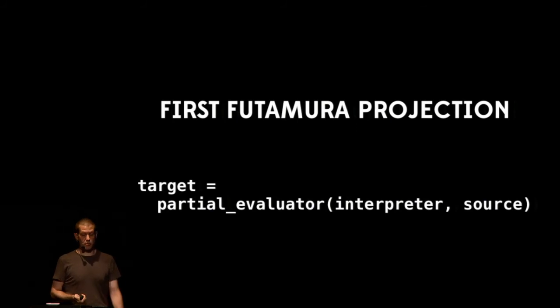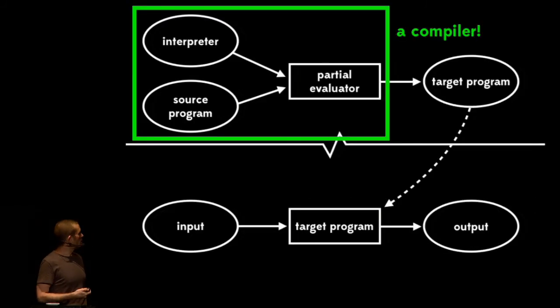This is called the first Futamura projection, that if you partially evaluate an interpreter with respect to a source program, you get a target program. So Futamura was pretty pleased when he worked this out.